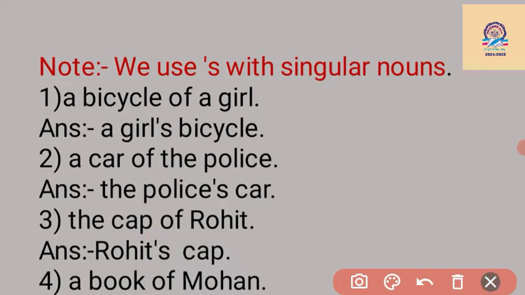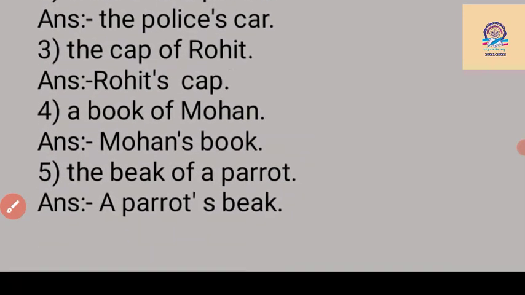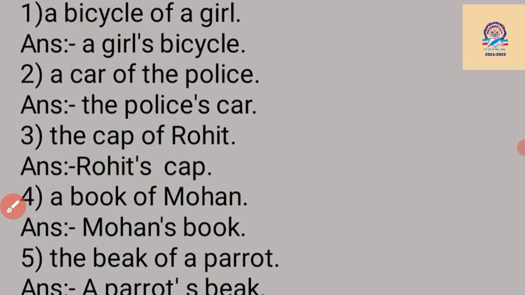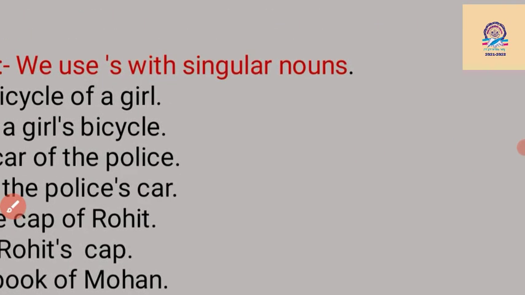Then the fourth example is given, a book of Mohan. What is our answer? We have to write Mohan, then apostrophe s: Mohan's book. The book shows the relationship with Mohan. The beak of a parrot. We are talking about the beak of the parrot. Simply we can say a parrot's beak. We apply apostrophe s after parrot. Our answer is a parrot's beak.